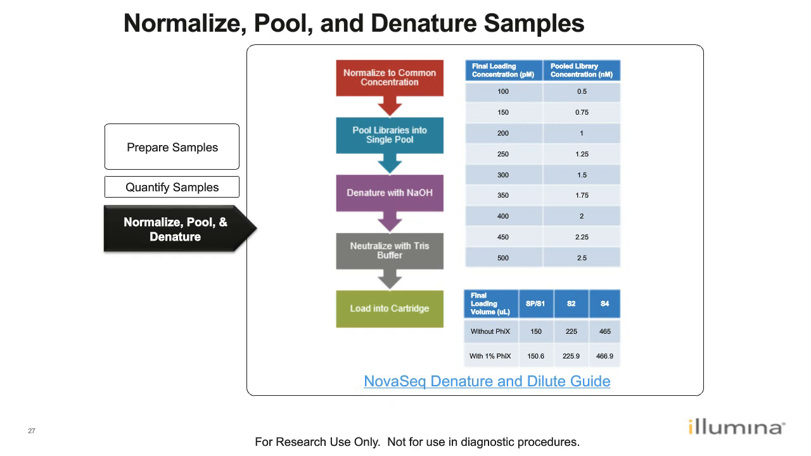Once I've made my pool of samples at 1.5 nanomolar, this will be taken for denaturing with NaOH and neutralization with Tris. The final loading volume going into the library tube varies by flow cell type, and this will then go into the supplied library tube and then into the cluster cartridge as well.